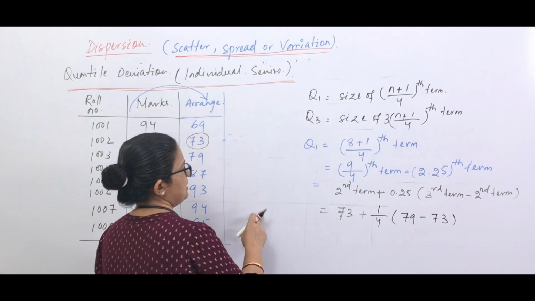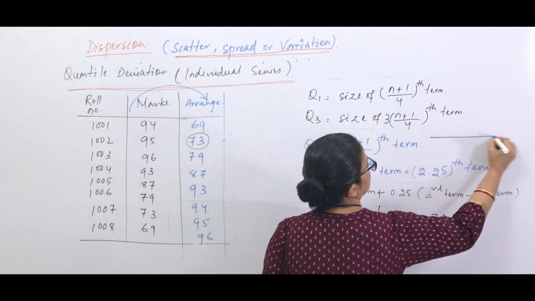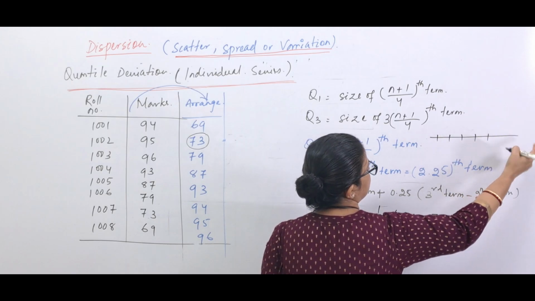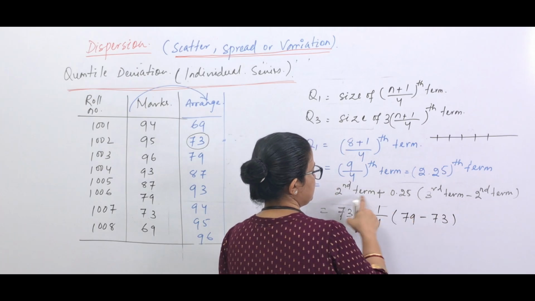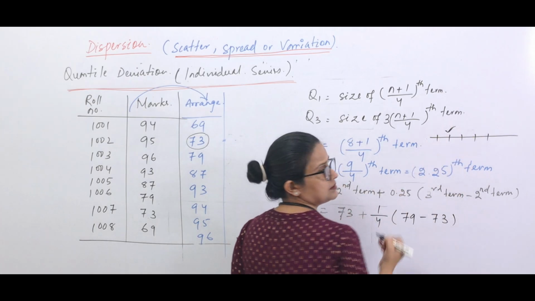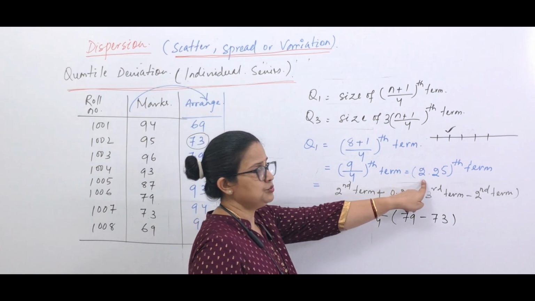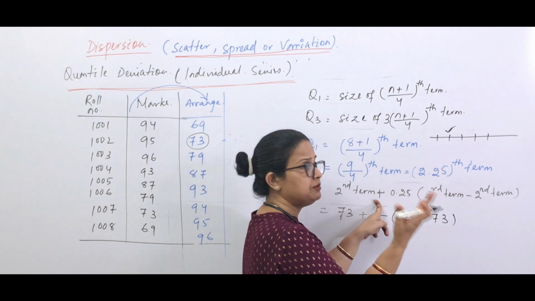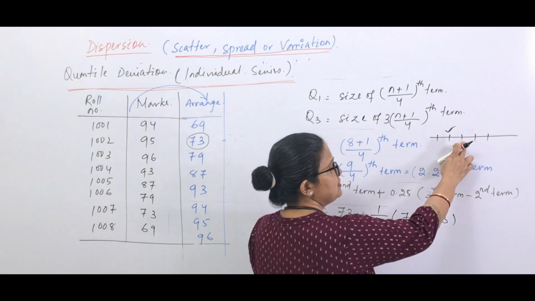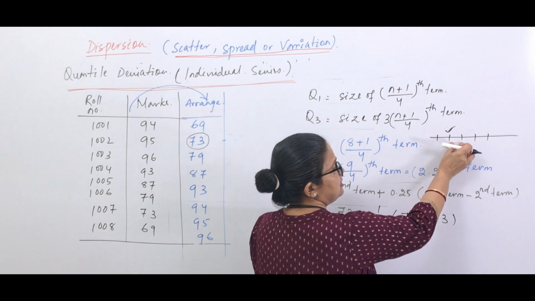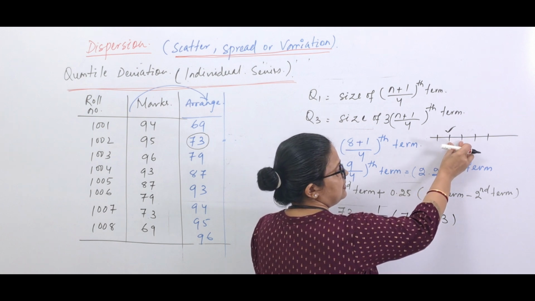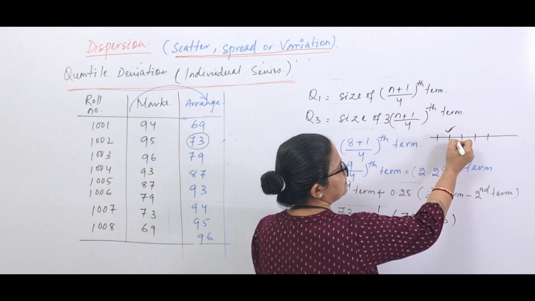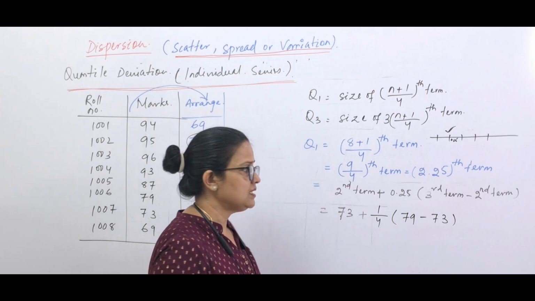If you see here, this is first term, this is second, this is third, this is fourth, this is fifth, like this. So here, our second term is completed. After that, 0.25 of what? 0.25 of this difference, between the third term and the second term. So that we have done.